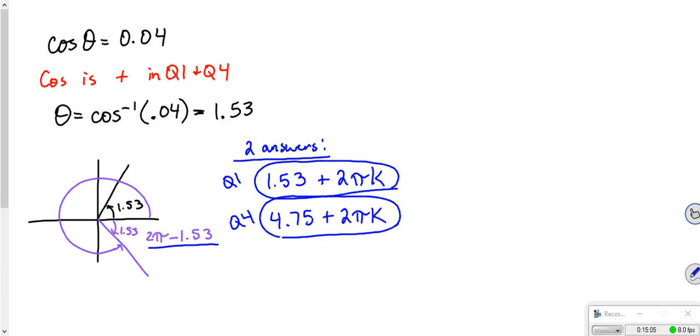That accounts for every possible answer, because again, it's cyclical. It happens every time you go around the circle in that same spot. So that's what the constant k represents. Okay, those are my two choices, one in the first quadrant, one in the fourth quadrant. Okay, next problem. Number 4.